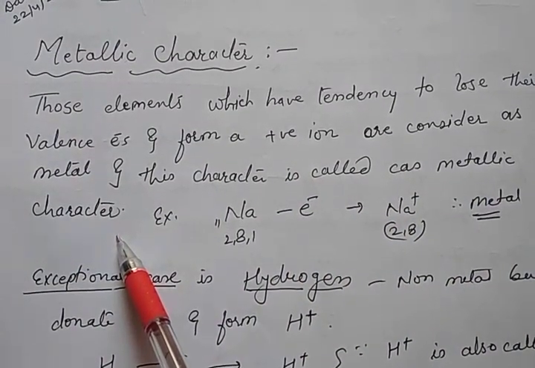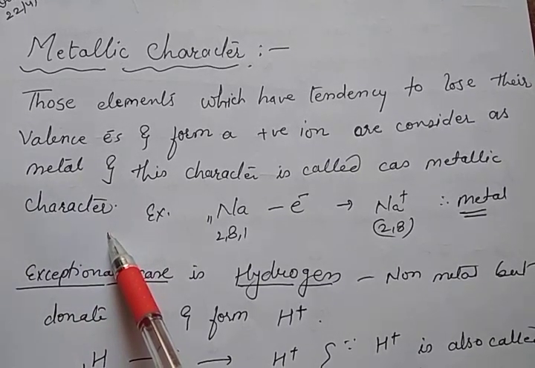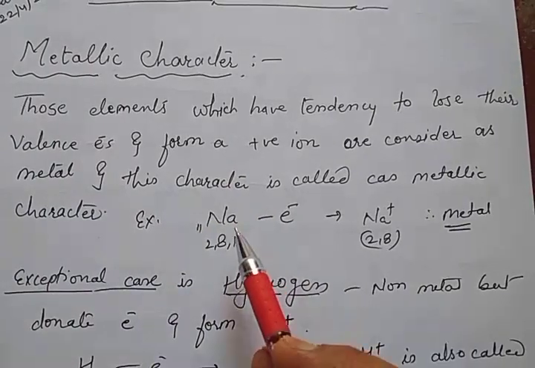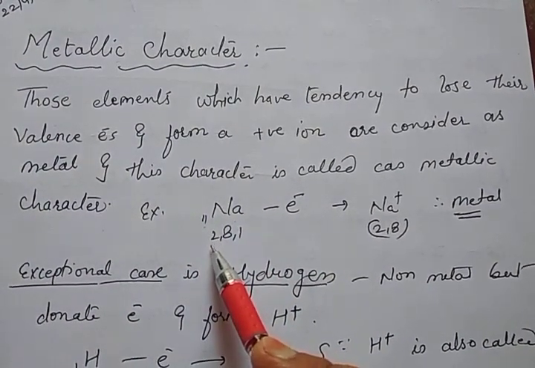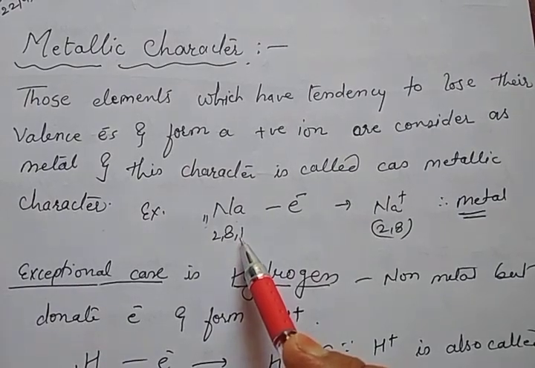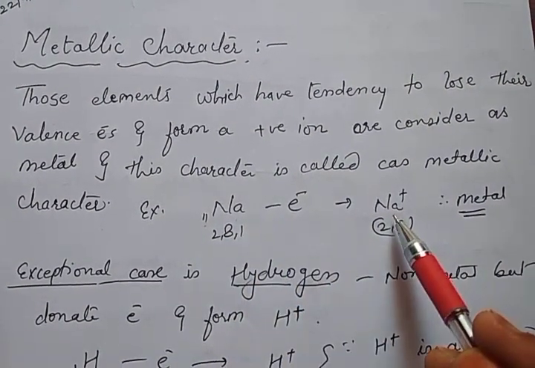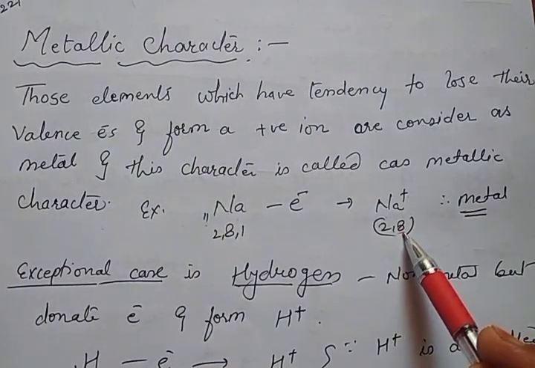In other words, metallic character is nothing but the tendency of an element to lose electrons to form the cation. For example, sodium, atomic number 11, has electronic configuration 2, 8, 1. To attain the octet, sodium donates one electron, forming the sodium cation with a +1 charge and attaining the octet.